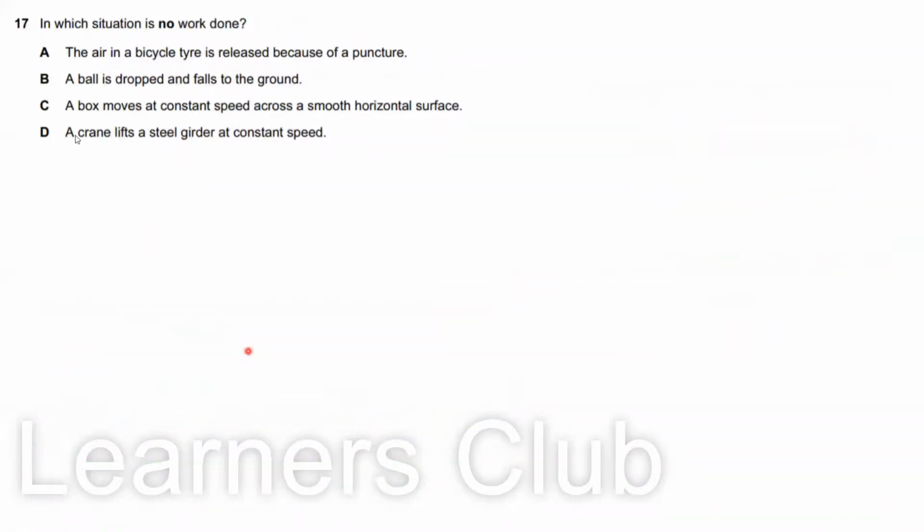Question 17. In which situation is no work done? The air in a bicycle tire is released because of a puncture. When there is a puncture, air is released. That means there is an increase in the volume, which means work is done by the system. So work is done. It's not the right answer. You have to find where there is no work done.